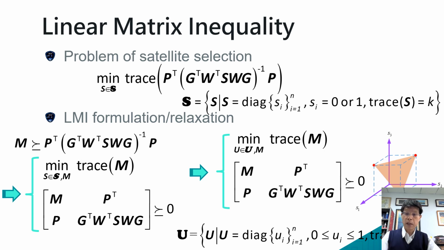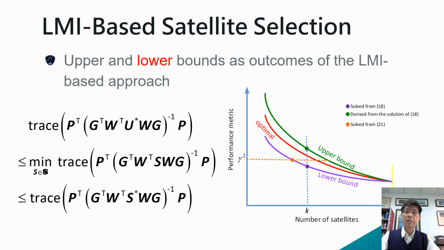So we convert this problem into an LMI problem, that is, using the linear matrix inequality. So the problem is to determine S and M, which is a matrix that satisfies the matrix inequality. But because S is a 0-1 matrix, it is numerically difficult to determine. So we relax the problem to determine a real matrix, bounded, and then this problem becomes feasible to solve.